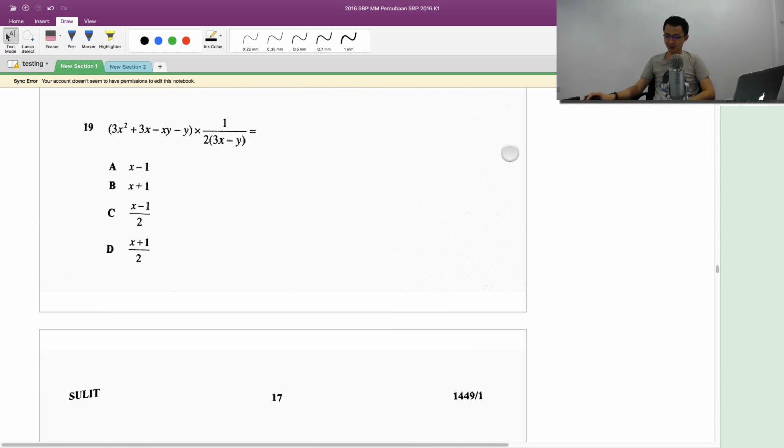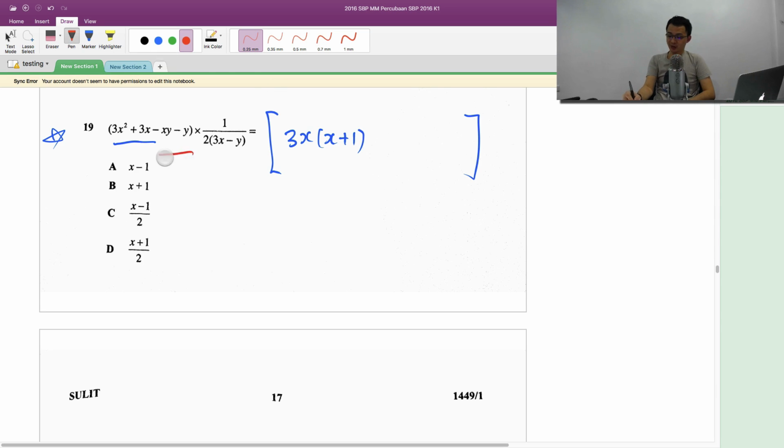Okay. Yeah, this one is a little bit complicated, but if you're good in factorization, then it should be okay. Let me just solve this one for you. So the first thing, these two terms at the front here, I factorize out 3x. I get x plus 1.